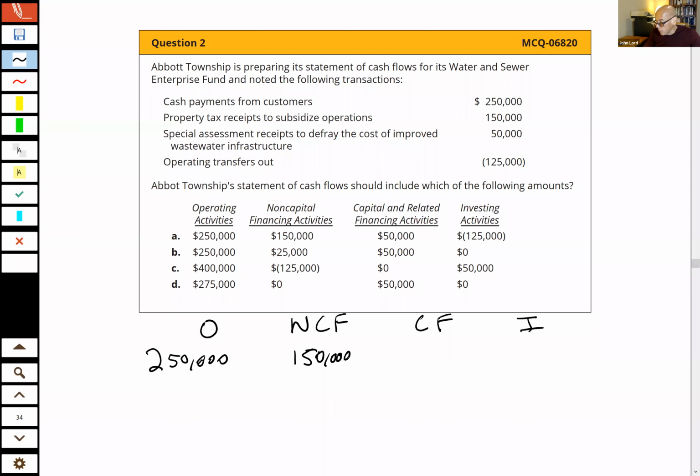Then they tell us special assessment. Well, special assessment, the flashcard said, should be capital related financing. And then the transfer, and the transfer was considered non-capital related financing.